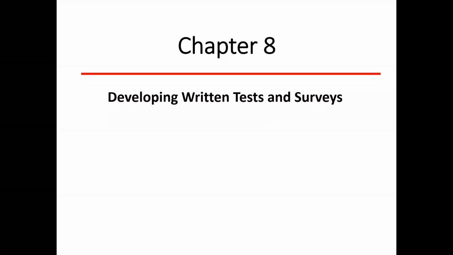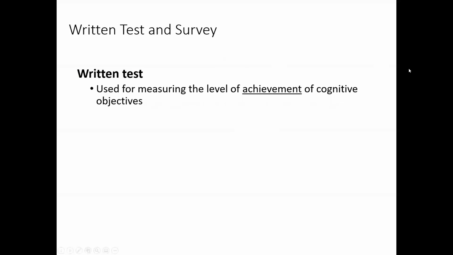Hi, Kinesiology 3010. Today we're going to talk about developing written tests and surveys, and what the differences are and what are some benefits for those. So a written test is used to measure cognitive objectives. Most of the measurements we've been doing throughout this class are physiological measurements or anthropometric measurements, or sport performance, exercise performance measurements. With a written test, we're looking at cognitive achievement. So we're looking at knowledge and the ability to express knowledge within these tests.